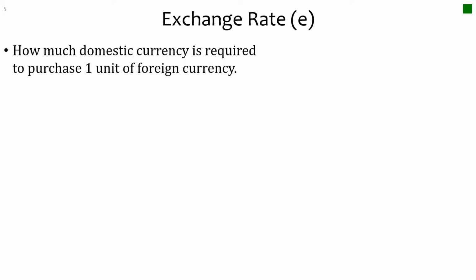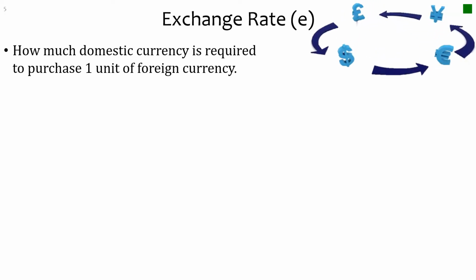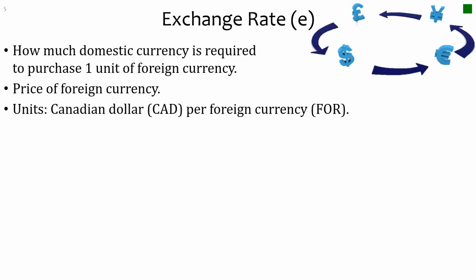All right, the exchange rate, symbolized by small e, is how much domestic currency is required to purchase 1 unit of foreign currency. So how many Canadian dollars do you need in order to buy 1 euro or 1 pound or 1 US dollar? It's really the price of foreign currency, and that's important. Exchange rate is the price of foreign currency. And the unit of it is Canadian dollars per foreign currency. I use FOR as a generic representation of any foreign currency. So you can say USD, you can say euros, you can say whatever.